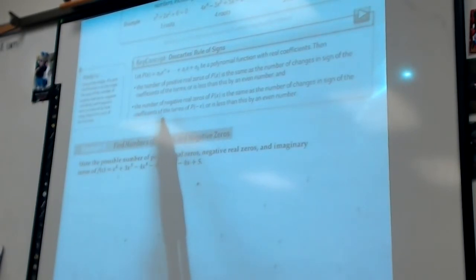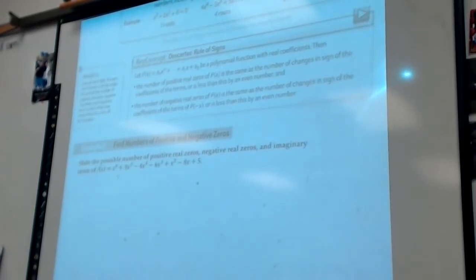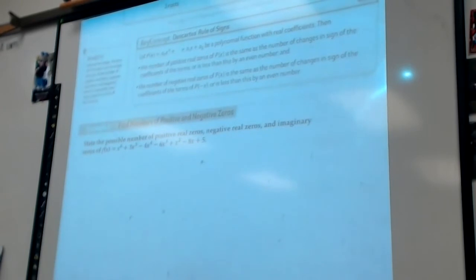But basically what it's saying is we can narrow down and have an idea of how many positive real zeros we're going to have and how many negative real zeros we're going to have. Now it's going to narrow it down somewhat, but not a lot more than just picking any number out of the sky. So let me show you what I'm talking about. You want to take the function just as it is, and you want to count the sign changes.